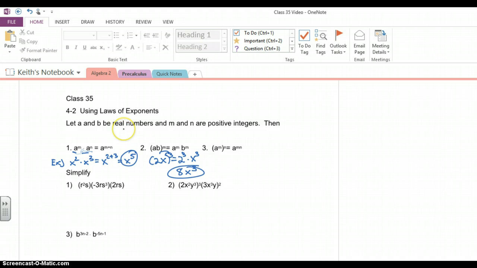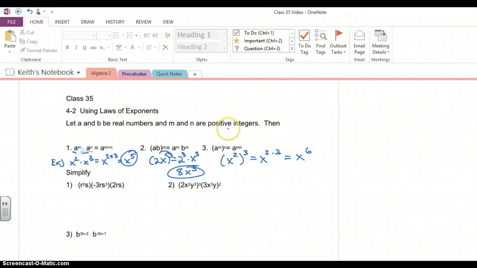For this one here, when you raise a base with an exponent to a power, you multiply. So x squared to the third power becomes x to the 2 times 3, which is equal to x to the sixth. So those are the three properties. If you're multiplying two things with the same base with exponents, you add the exponents. And when you raise them to a power, then you multiply.